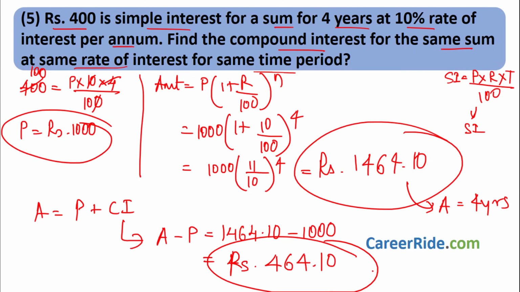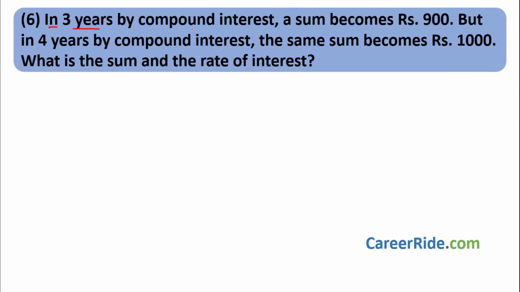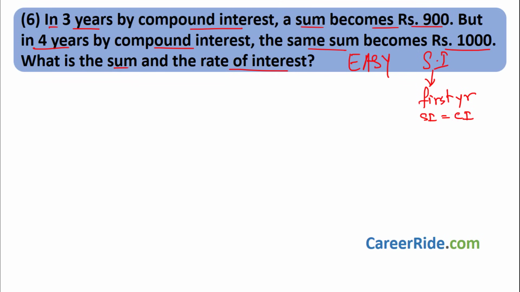Moving to next question. In 3 years by compound interest a sum becomes rupees 900, but in 4 years by compound interest the same sum becomes rupees 1000. What is the sum and the rate of interest? Again, this is actually an easy sum if you have seen the simple interest video. You will realize that there is a concept that for the first year of investment, simple interest is always equal to compound interest.